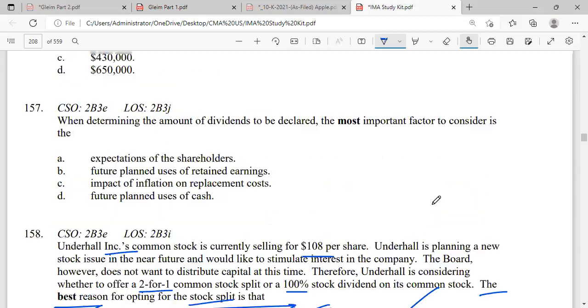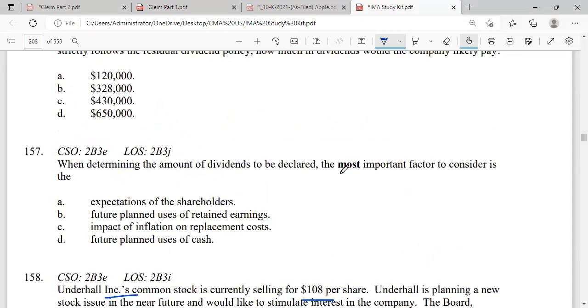Now, moving forward. When determining the amount of dividends to be declared, the most important factor to consider is the expectation of the shareholders, future planned uses of retained earnings, impact of inflation on replacement cost, future planned uses of cash, or I can also ask, all of the above or something. What are you going to do when you're deciding for the dividends? Expectations of the shareholders, are you sure?